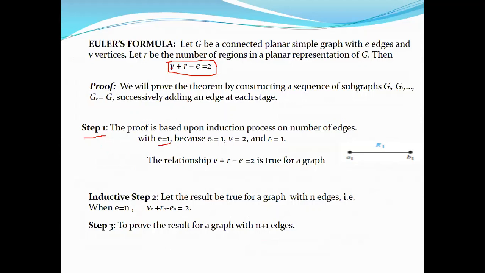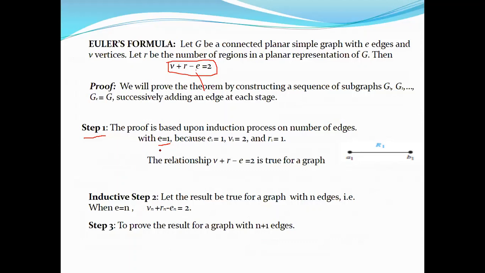There are actually three quantities, V, R, and E, so we can apply the induction method on the number of vertices or the number of edges. There are some other proofs in books which apply the induction method on the number of vertices, but here we are applying the method of induction on the number of edges.